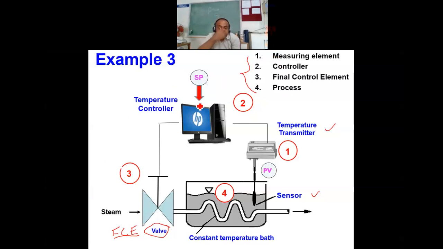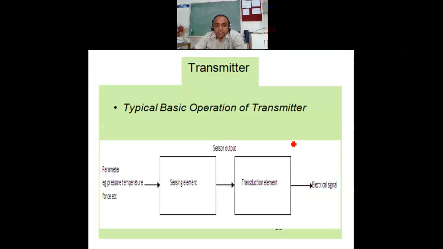So I used 4 general terms to explain this particular figure. To control any system, you need a measuring element, something to measure, and something to control, something to act: the final control element. And for all this, there should be some process. If you have a process, then you need a measuring element, a controller, and a final control element. So that is the entire picture.